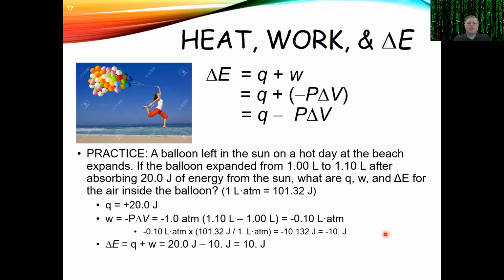So now I can take my Q and add it to W. That'll get me my delta E. So I got 20 joules minus 10 joules. And so I have a total change in energy of my balloon of 10 joules. So I absorbed 20 joules of energy. I got rid of some of that by doing work on my system.